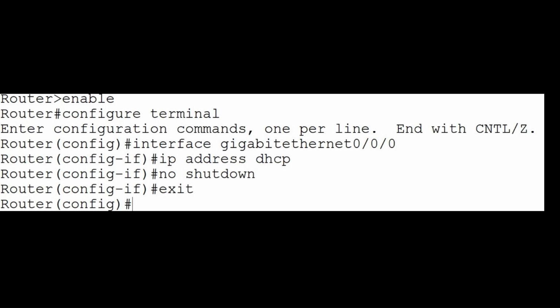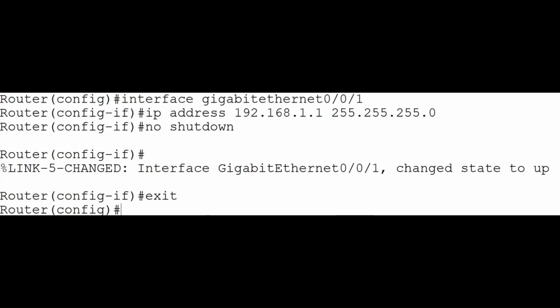Step one done. Next up, we need to set up the LAN interface. Think of this as the front door of your internal network. It's where all your devices connect to get access to the internet. Let's give it a static IP address to make things nice and tidy. Interface gigabit ethernet 0/0/1. IP address 192.168.1.1 255.255.255.0. No shutdown. Exit. There you have it. 192.168.1.1 is now the gateway for your local network. Your devices will know exactly where to look to get online.